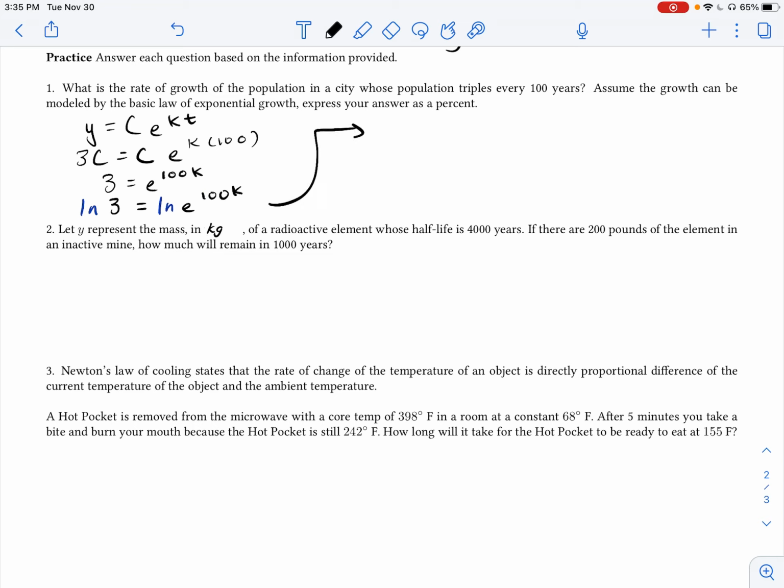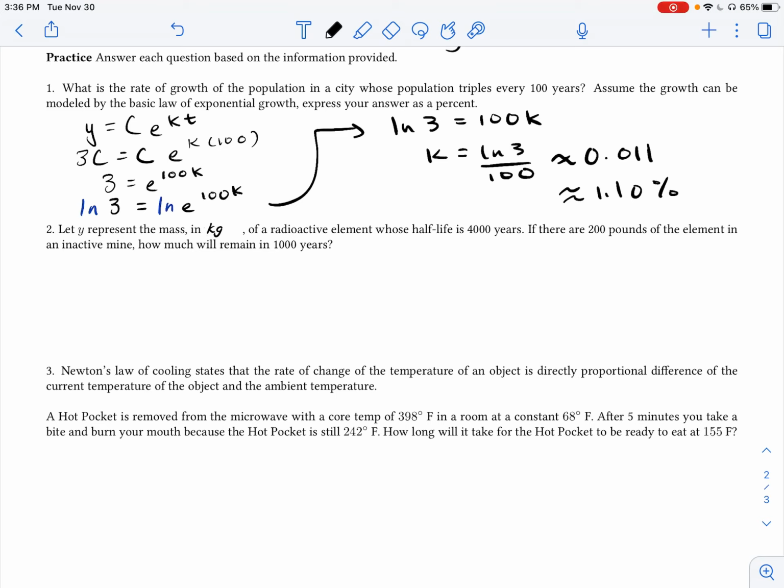And let's finish this off over here. So we've got the natural log of 3. Using the same exponent properties, we can say that this is equal to 100k. K then has to be equal to the natural log of 3 over 100, which is approximately 0.011, or 1.10%. So that is the growth rate of that population when the population is tripling every 100 years.